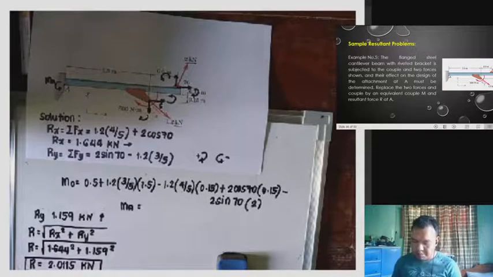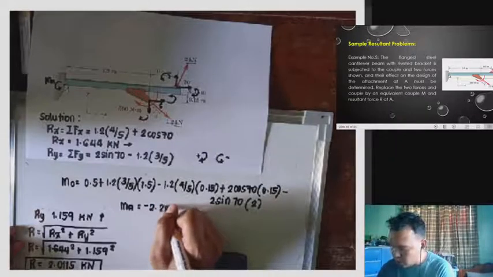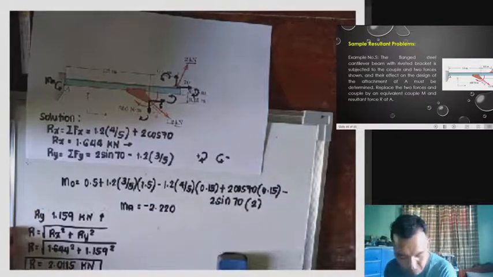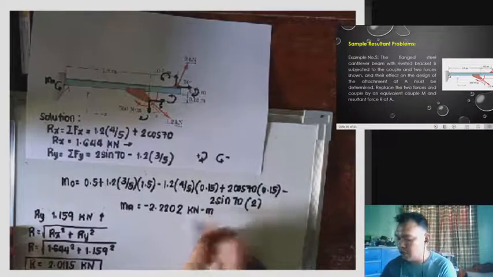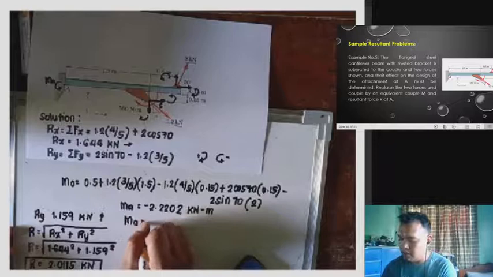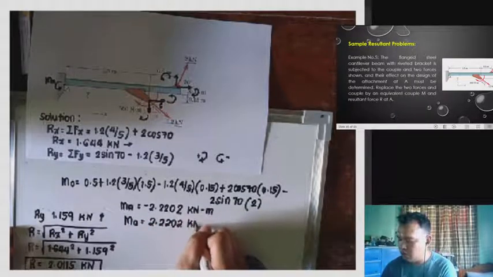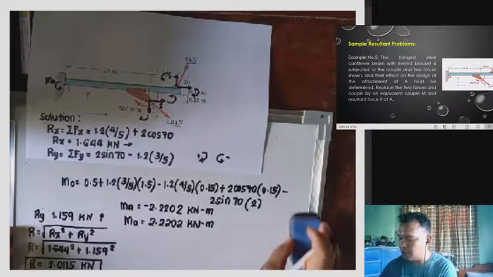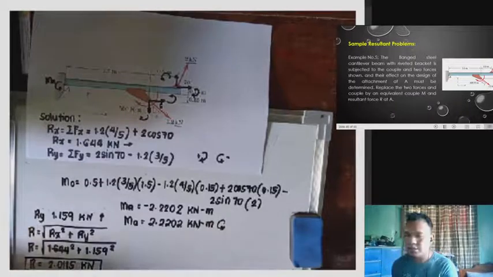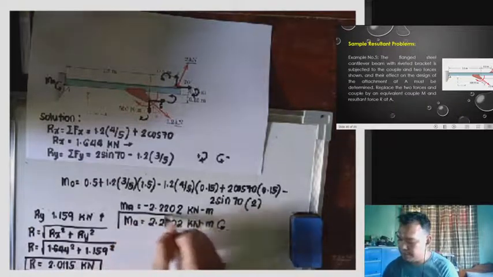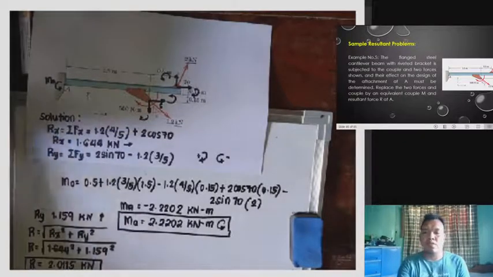Therefore, we have here MA is negative 2.2202 kilonewton meter. Or we could say that MA is equivalent to 2.2202 kilonewton meter, and since it is negative, the direction is counterclockwise. Okay? That is the answer. Okay, next.